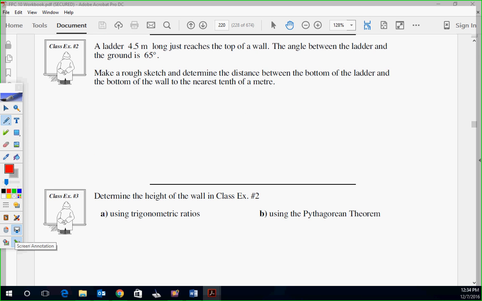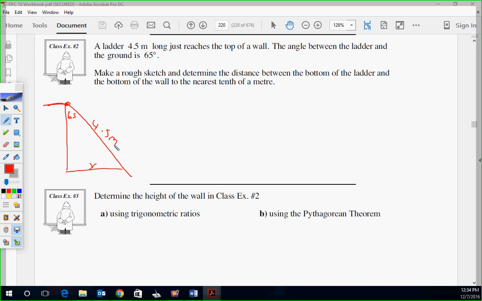Okay, sorry. A ladder 4.5 meters long just reaches the top of the wall. The angle between the ladder and the ground is 65 degrees. Make a rough sketch to determine the distance between the bottom of the ladder and the bottom of the wall. So we have our wall. The ladder goes right to the top. Okay, we're trying to figure out this distance, and we are told that it's 65 here, and the ladder's 4.5 meters. That's the picture. We comfortable with that?